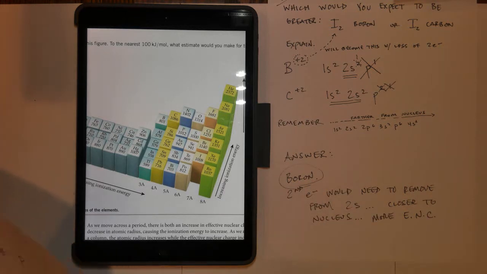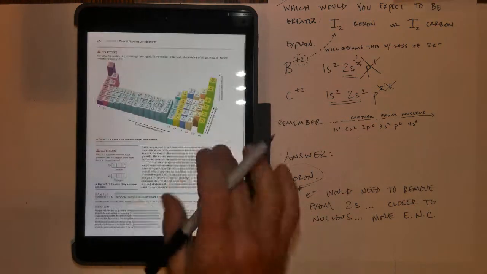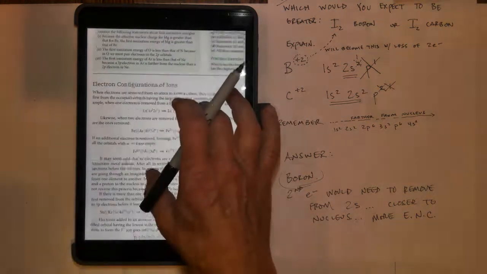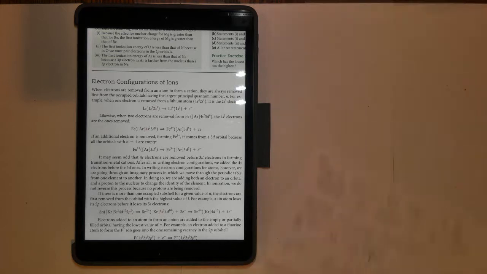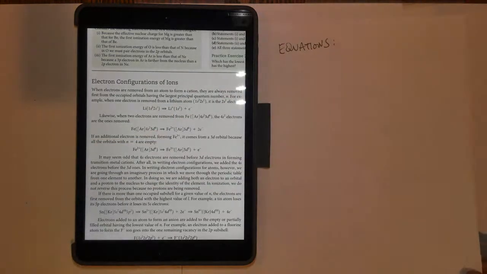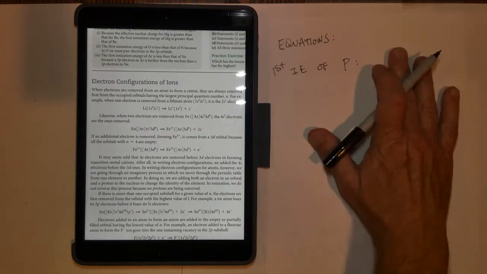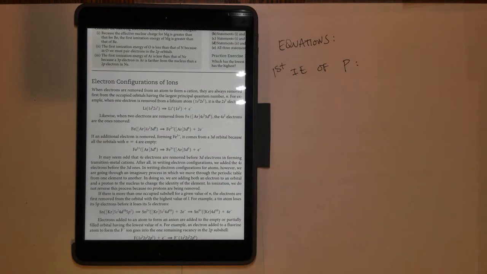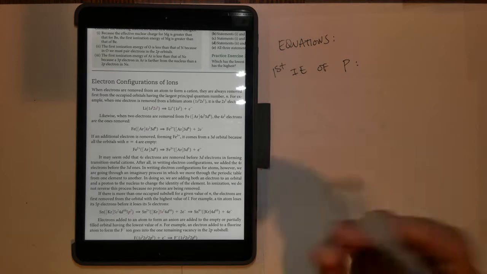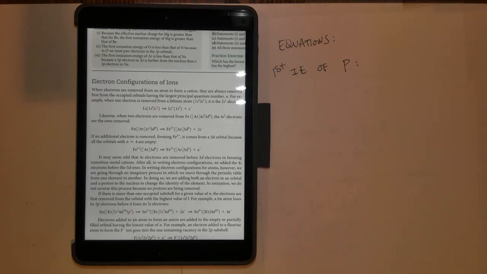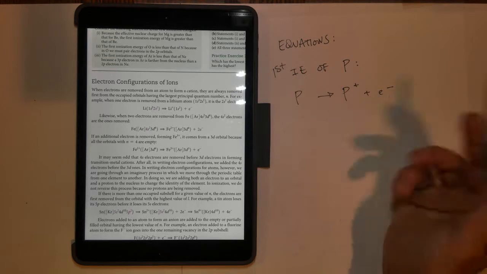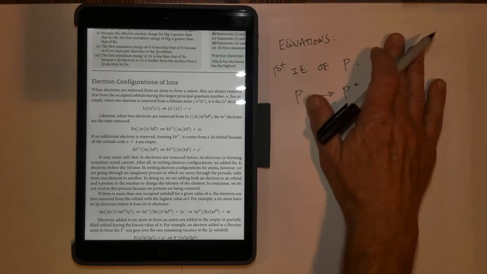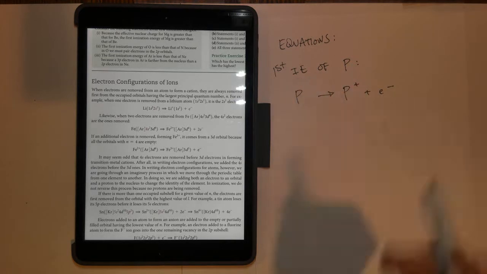Last thing in this video, we're going to take a look at some equations that are formed when ions are formed, when ionization energy occurs. So, if we had the first ionization energy of phosphorus, please write the equation. Okay? Phosphorus would then lose an electron, so phosphorus would become phosphorus plus 1, and we'd write the electron as a product because it's lost, or it's given off, or it's a product of the ionization energy of phosphorus.